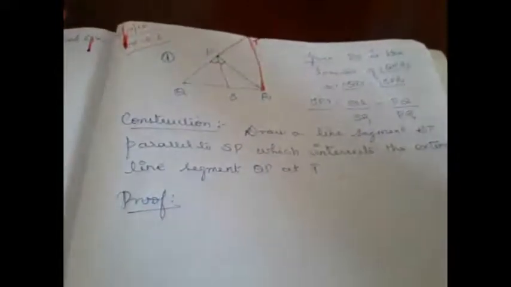So what are we going to do now? We are going to extend our triangle. We are going to do one construction here. So what is that? Draw a line segment RT parallel to PS. We are going to draw a line parallel to PS which intersects QP extended at T.